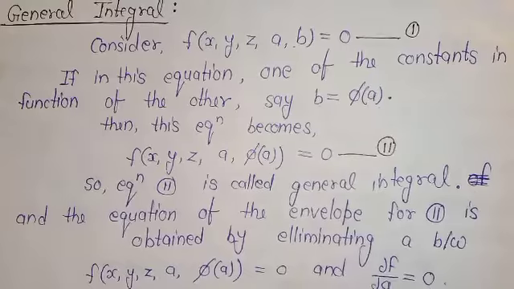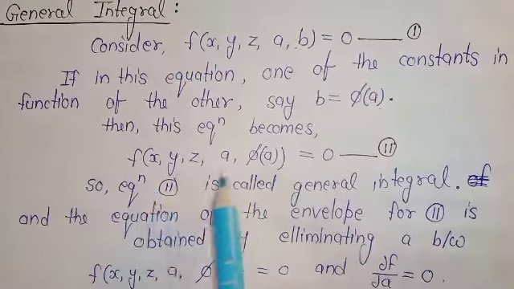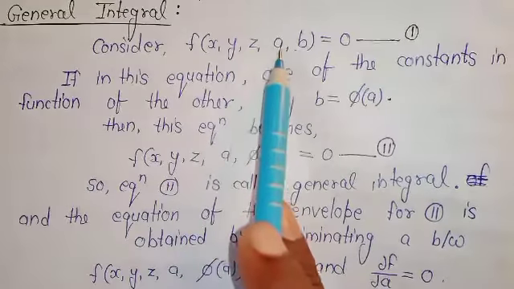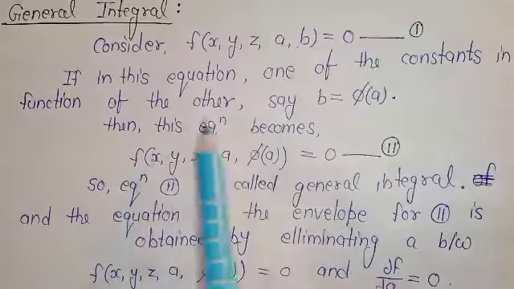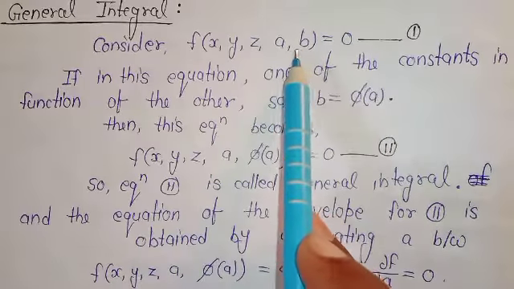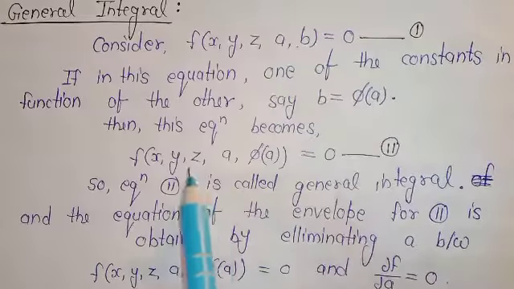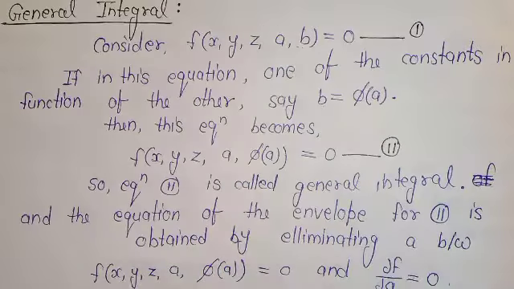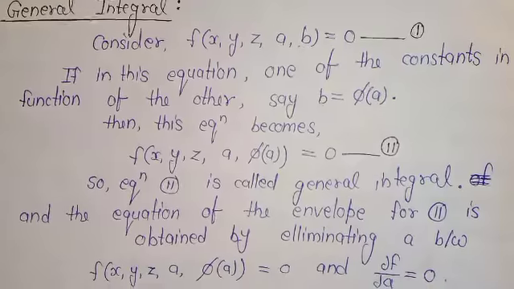So I hope you understand the concept of the general integral. You will find a solution of this form, and then you try to remove b with the help of a. That is, we write the value of b as a function of a and then put it into the solution, and then we can get the general integral for the given equation.